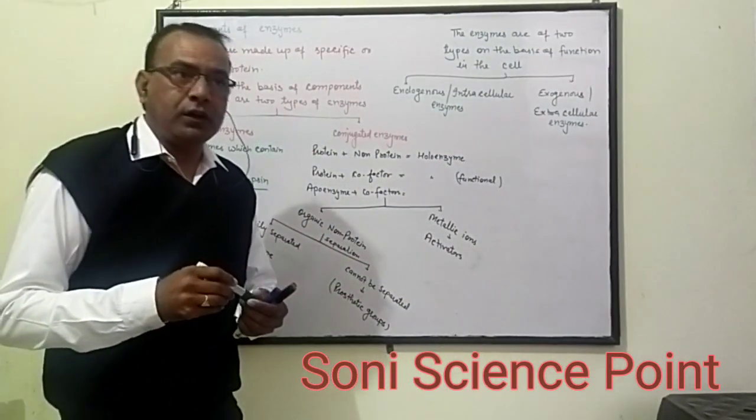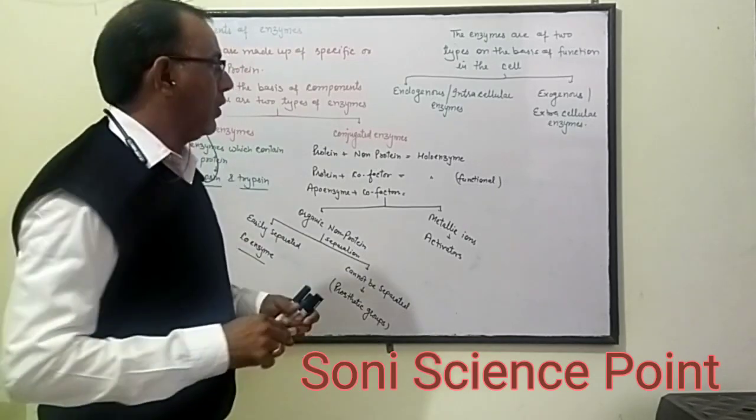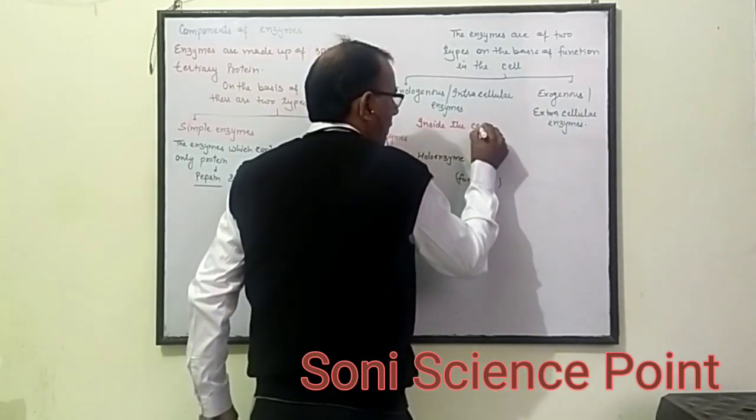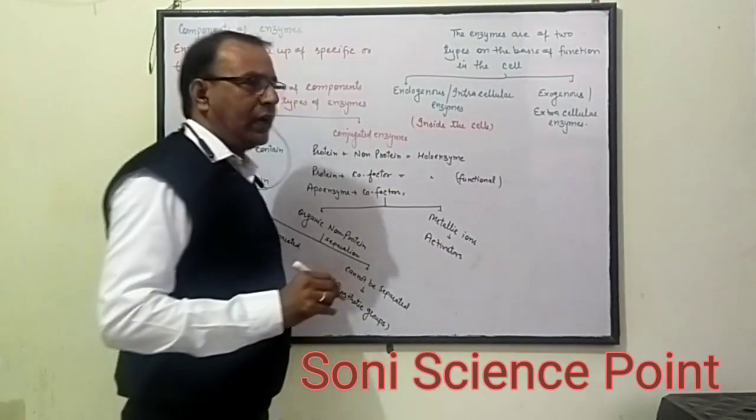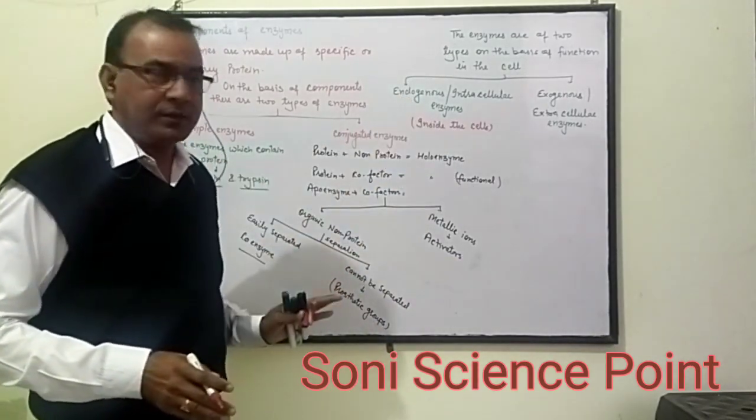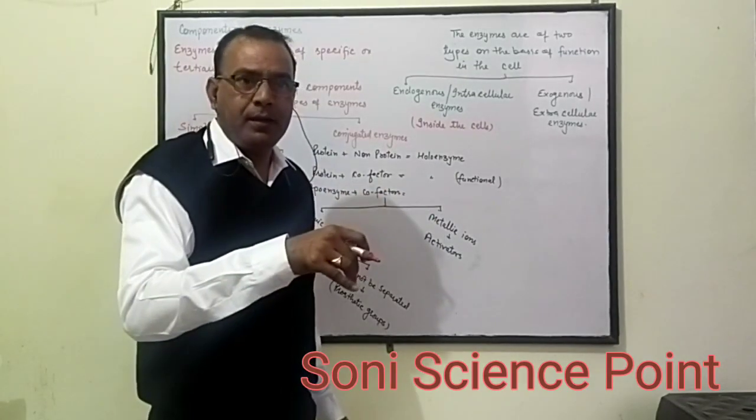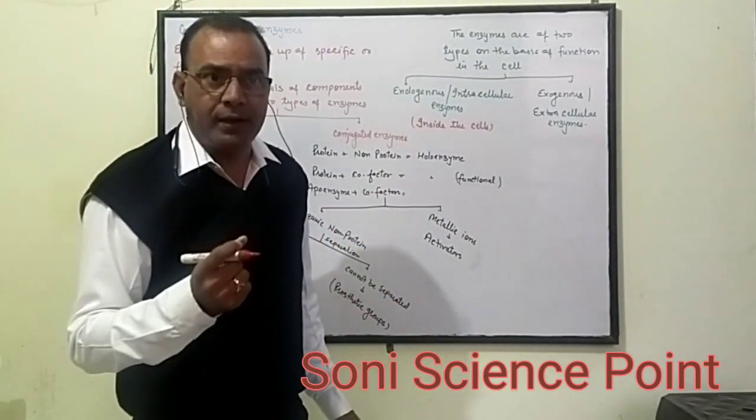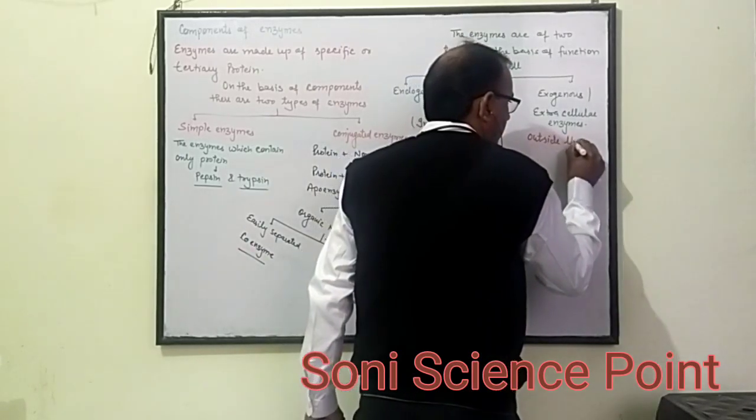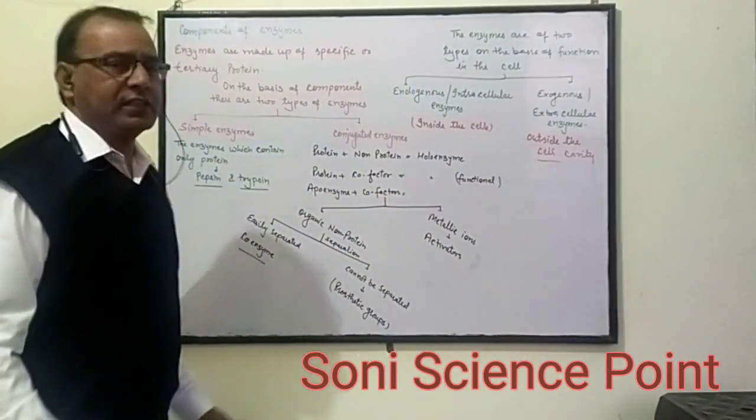The enzymes which function inside the cell are called endogenous or intracellular. In prokaryotes, all the functions are performed inside the cell cavity, so we can say that these are endogenous enzymes. Exogenous or extracellular enzymes do not function inside the cell or cavity but outside, such as in the lumen. Those are called exogenous or extracellular enzymes.